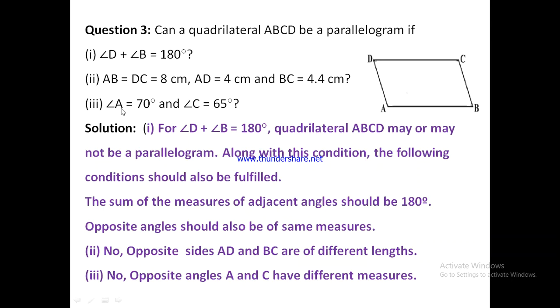Third, angle A is equal to 70 degree and angle C is equal to 65 degree. As we can see that angle A and angle C are opposite angles of this parallelogram. If these are not equal, it will not be a parallelogram. So, if angle A is equal to 70 degree and angle C is equal to 65 degree, they have different measures, so it cannot be angles of a parallelogram.